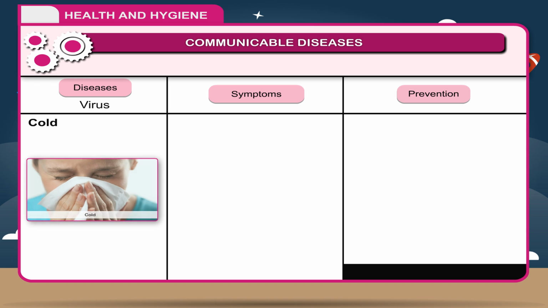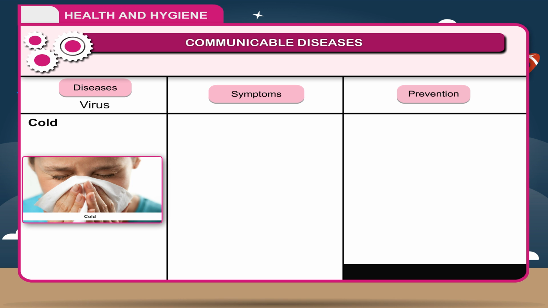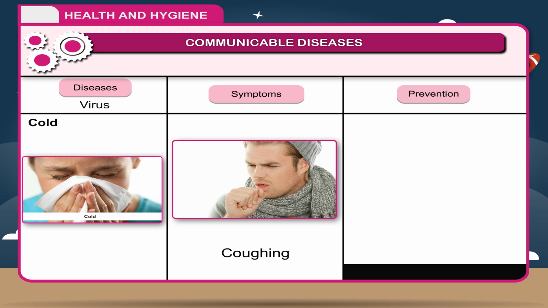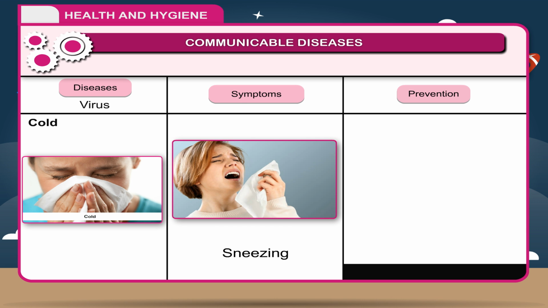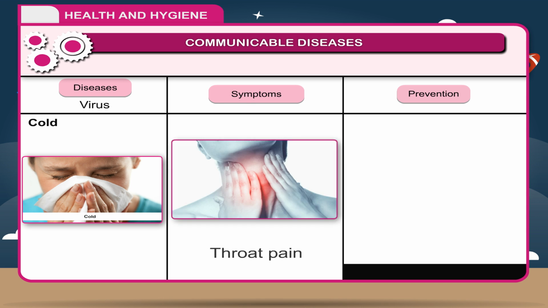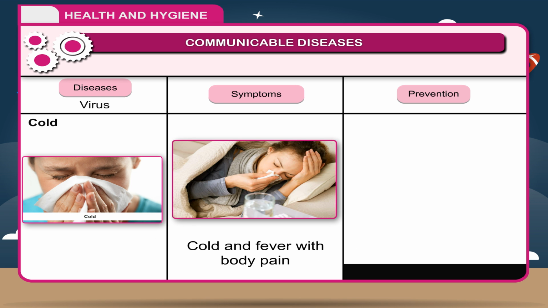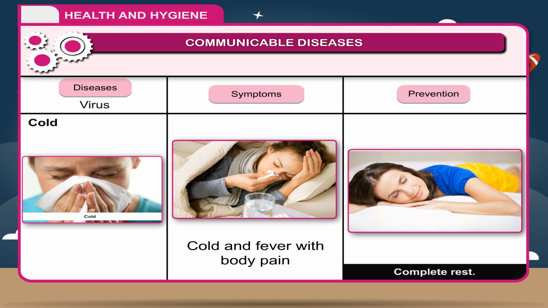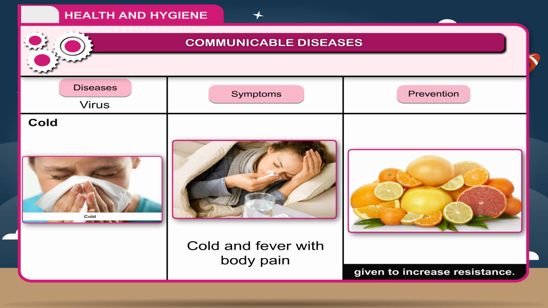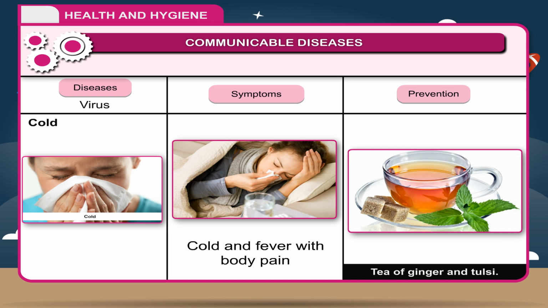Virus. Cold, most common viral disease, spreads through contact or droplet infection. Coughing, sneezing. Headache, throat pain. Cough and fever with body pain. Complete rest, vitamin C should be given to increase resistance. Tea of ginger and tulsi.